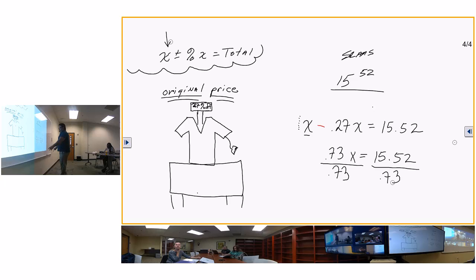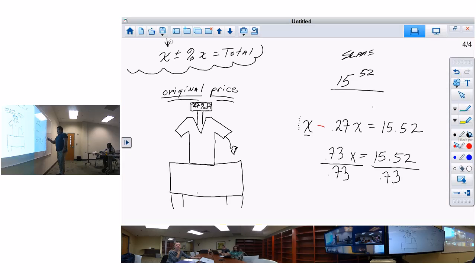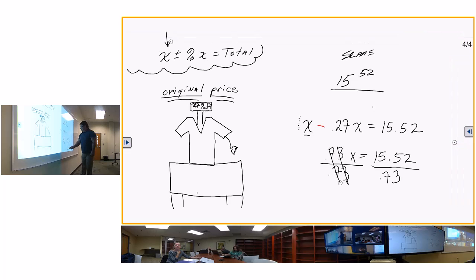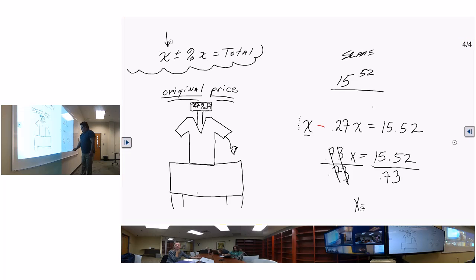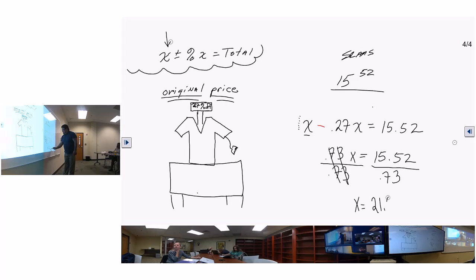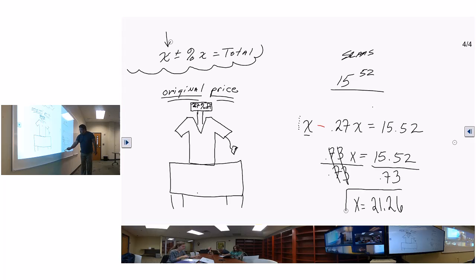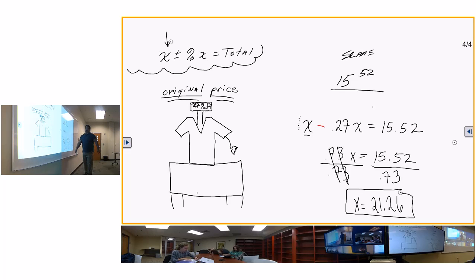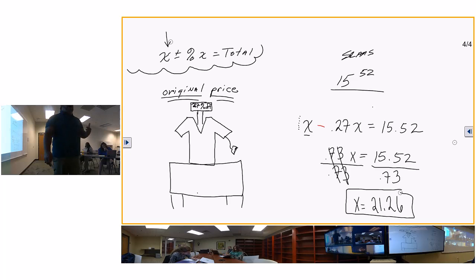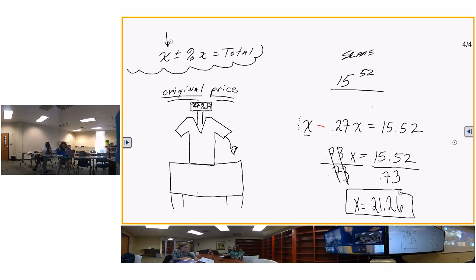All right, somebody take 15.52 and divide by 0.73. 21.26. Did everybody get that? So the original cost of the shirts is $21.26 each. Now I can tell you that's about the only way you can find the original price without having to go through 15 steps.